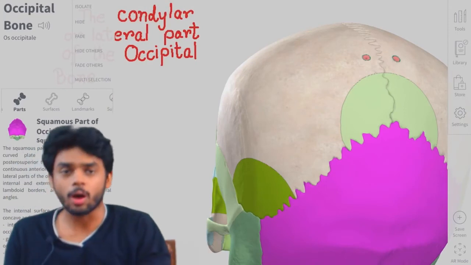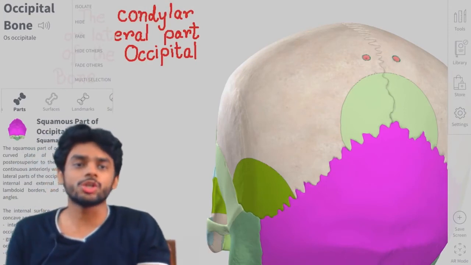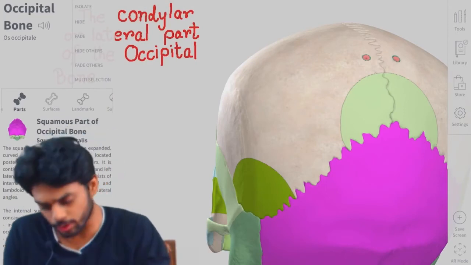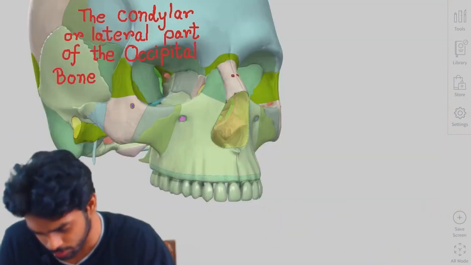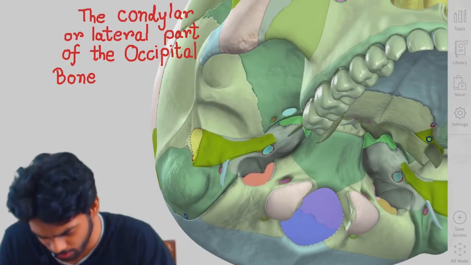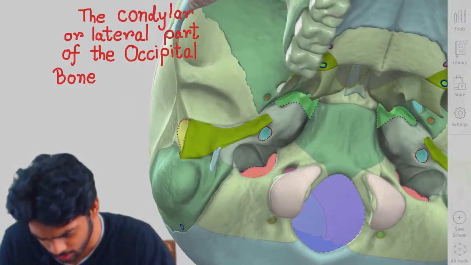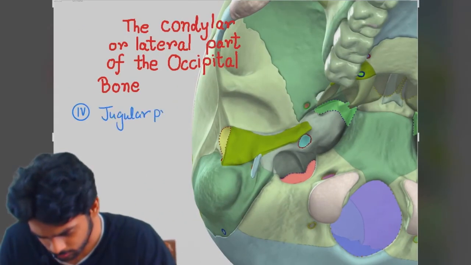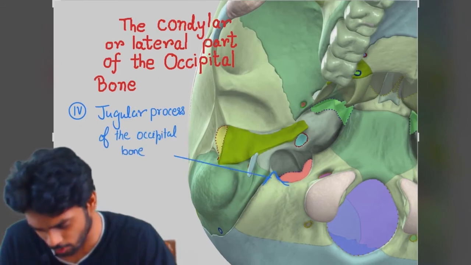Okay. Now let's see the jugular process of the occipital bone. Let me show you the jugular process of the occipital bone. Here you have a very small one. This is the jugular process of the occipital bone.